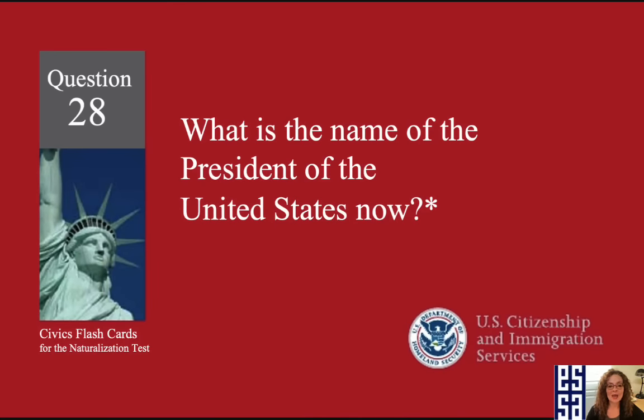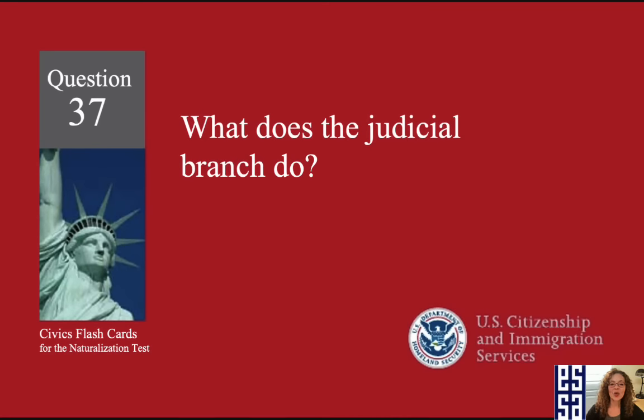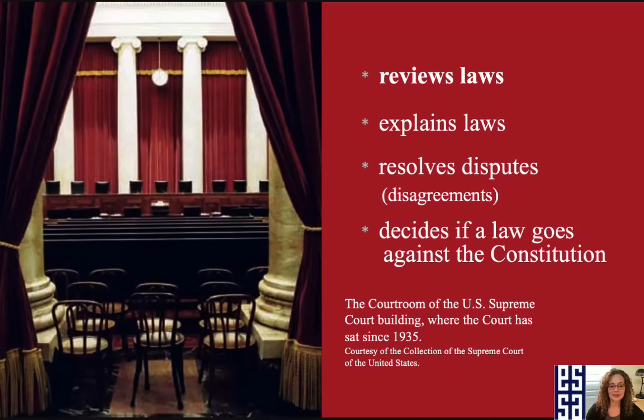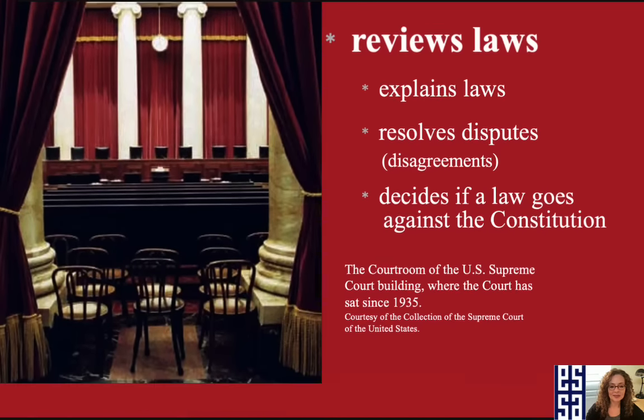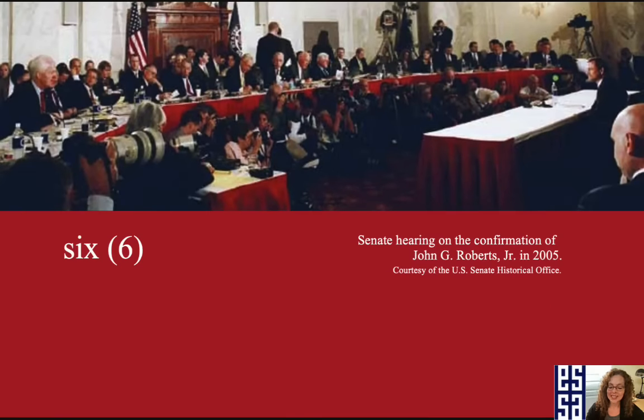What is the name of the President of the United States now? Joe Biden. What does the judicial branch do? Reviews laws. We elect a U.S. senator for how many years? 6.